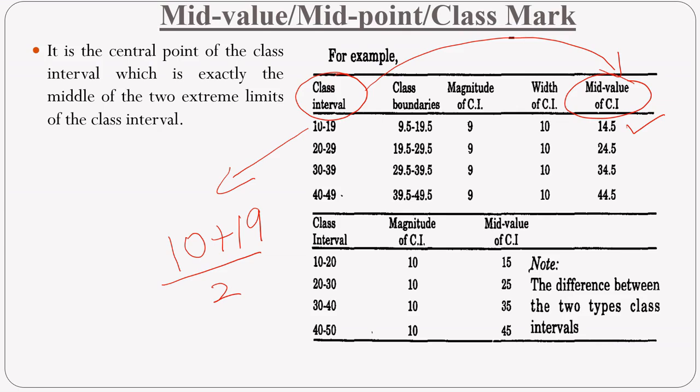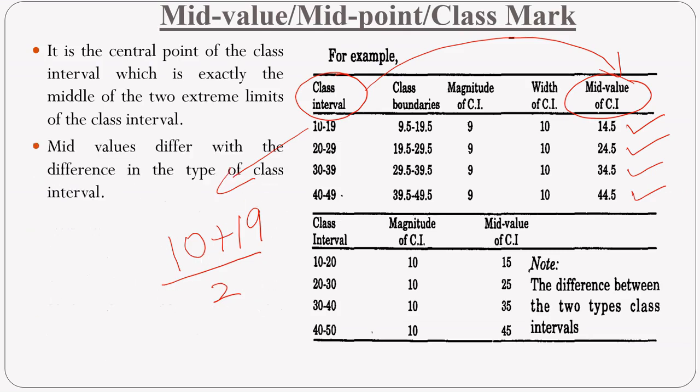So I hope this is clear. Like that, the second one, 20 plus 29 divided by 2, you will get 24.5. 30 plus 39 divided by 2, you will get 34.5. 40 plus 49 divided by 2, 44.5. So this is how we calculate mid value from the class interval. Mid values differ with the difference in types of class interval.